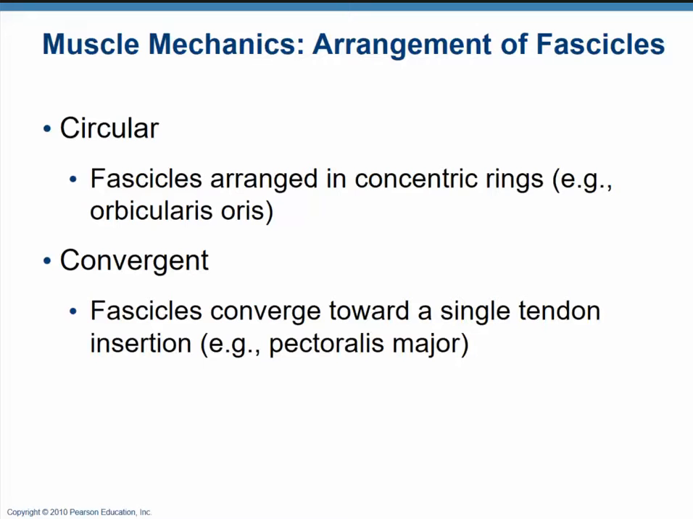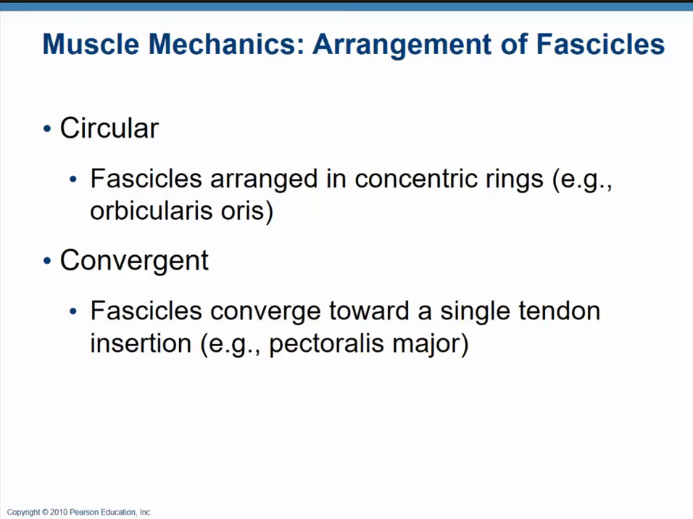Now, muscles have different shapes depending on which we need. Sometimes the fascicles are arranged in rings. And these tend to be sphincters. These tend to close off holes. So, like orbicularis oris means it goes around the mouth. Orbicularis oculi goes around your eye.